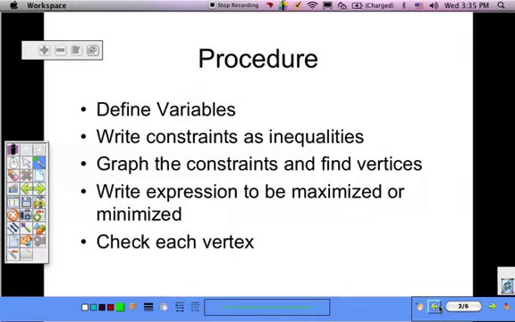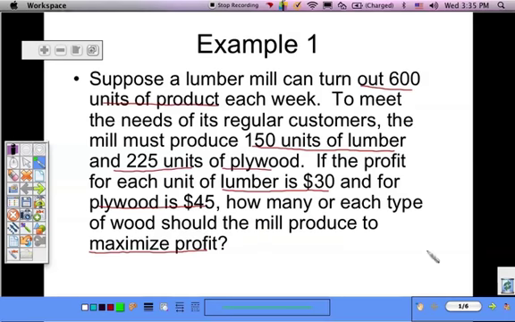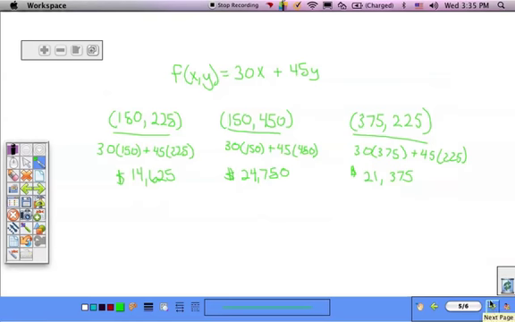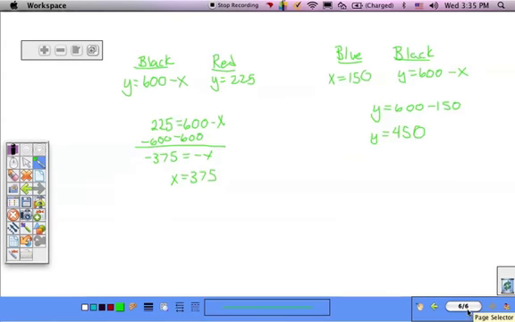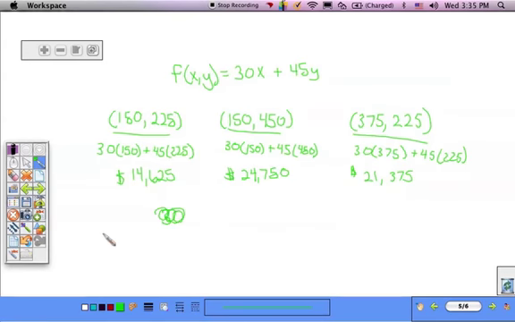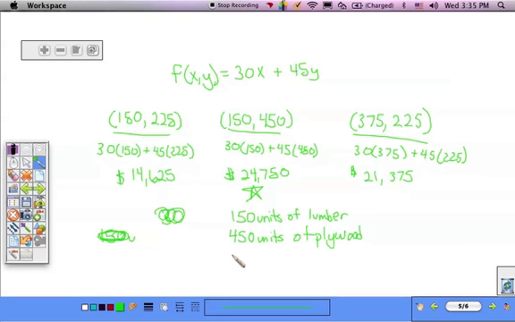Now if we go back to our original problem, we want to know how many of each type of wood the mill should produce to maximize profit. Well, lumber was our X value. Whoops, looking at the wrong one. Here's our maximum. 150 units of lumber and 450 units of plywood would give us our maximum earnings of 24,750.